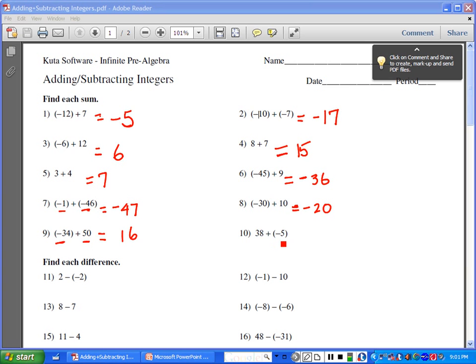38 plus a negative 5. Subtract. But will our answer be positive or negative? It will be positive. 33.